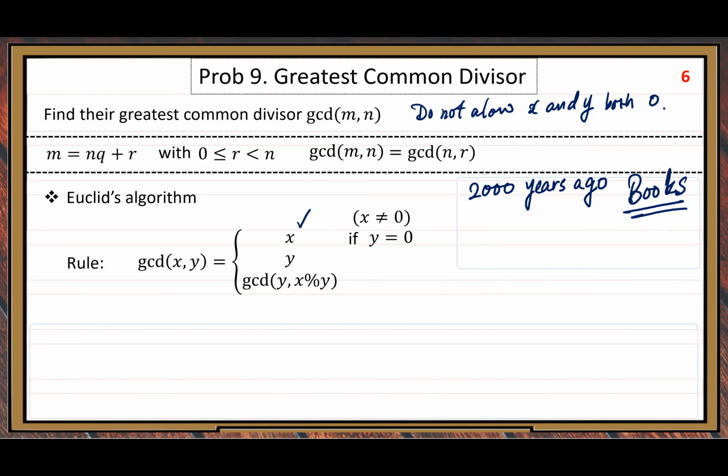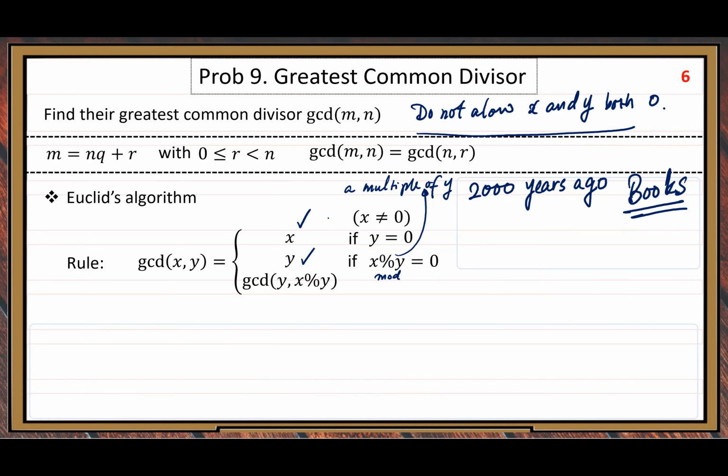Because we assume x is not equal to 0 by the initial assumption. Otherwise, if x mod y, the modular operator, equals 0, that means x is a multiple of y, then the answer is y. So that's two base cases.